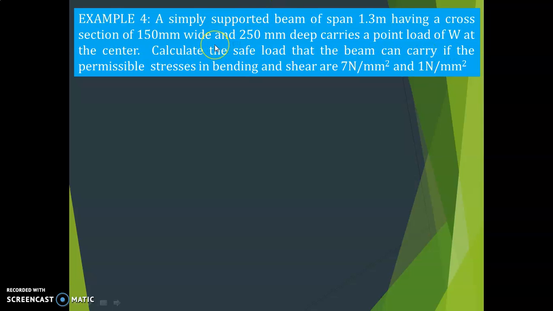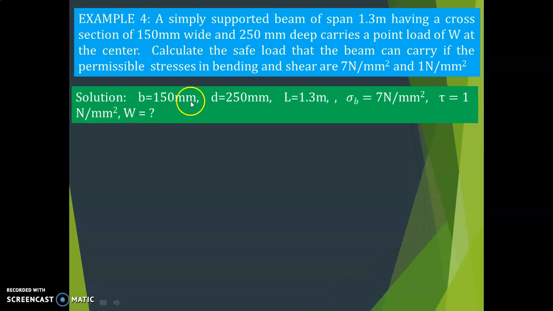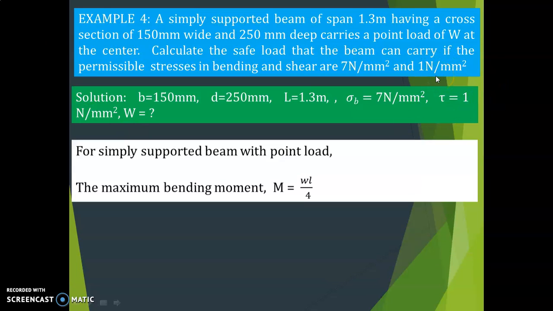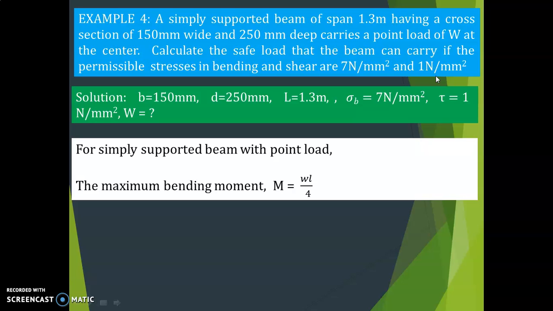In this case, the beam is simply supported and the load is a point load acting at the center. So what is given here? B is 150 mm, D is equal to 250 mm, L is equal to 1.3 meter, sigma B is equal to 7 Newton per millimeter square and tau is 1 Newton per millimeter square. So let us first calculate the load using the bending equation.